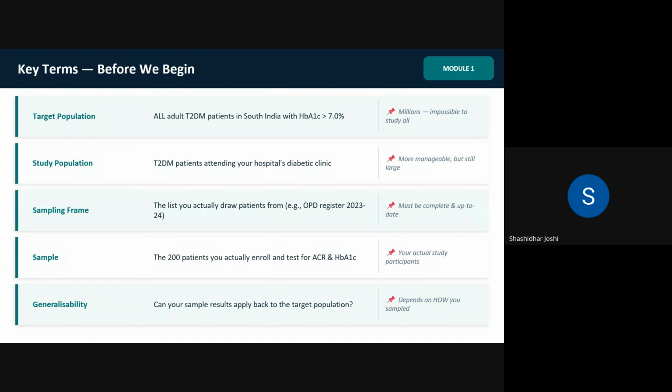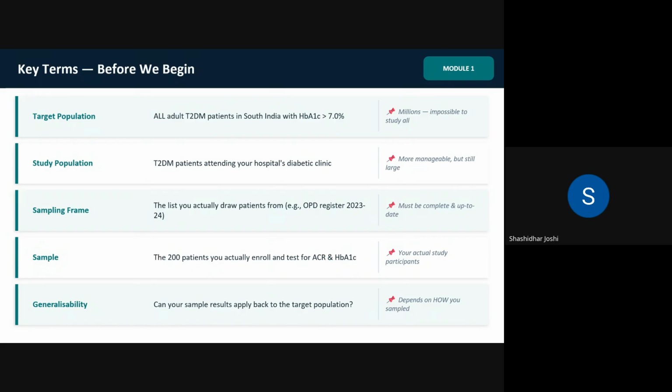And the next thing is the sampling frame. How do you define your sampling frame? The sampling frame is nothing but the list you actually draw patients from. So from where you are going to draw the patients, do you have any list? Do you have any register?